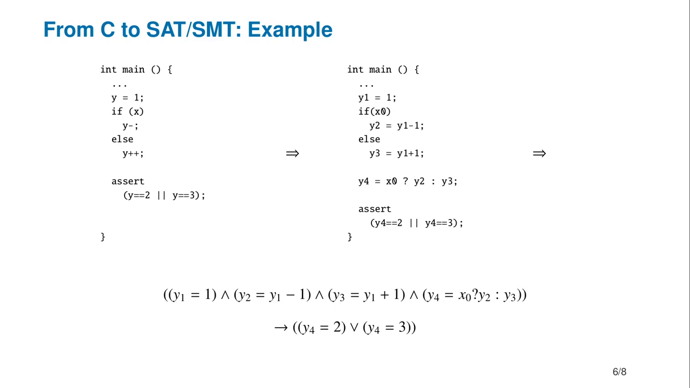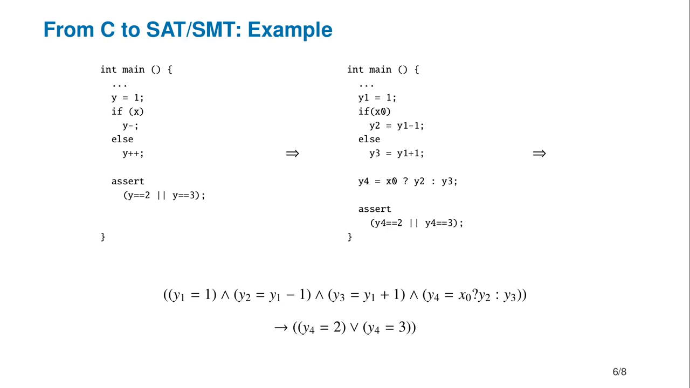And say y1 is 1, if x0, which has been defined somehow before, is true, then y2 is y1 minus 1, otherwise y3 is y1 plus 1. Then we need to join the results of the assignments of the if statements. y4 is y2 if x0 is true, and otherwise it's y3. And for the assert statement, we check the value of y4. So y4 is either 2 or it's 3.